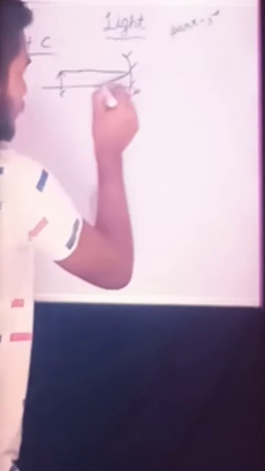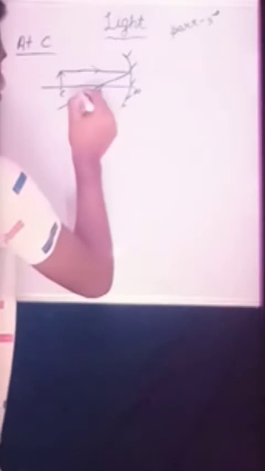We put the object here first. Then I will describe it. We need at least two rays to form any image. When a ray of light is parallel to the principal axis, it passes through the focus. Now we have to take another ray.